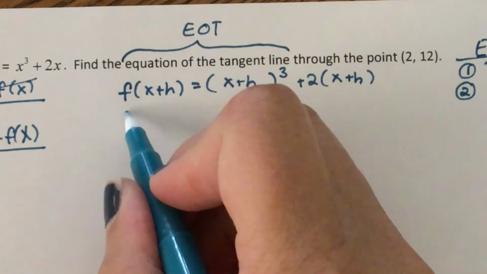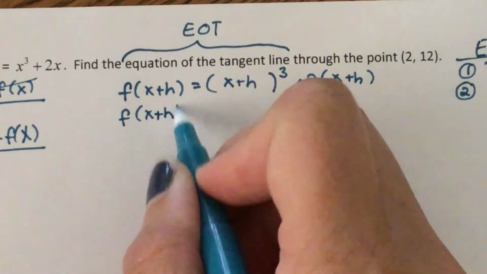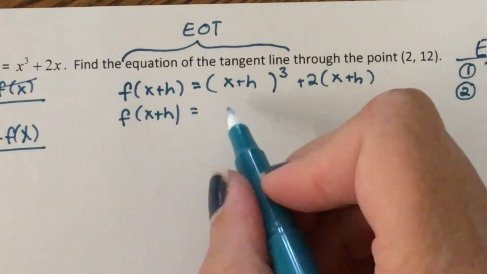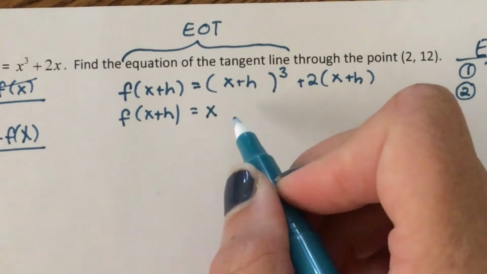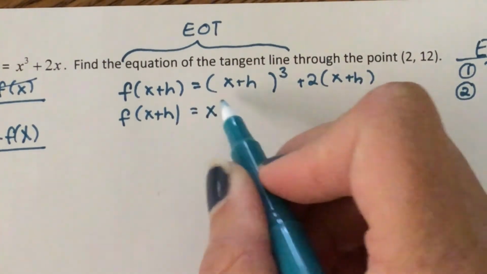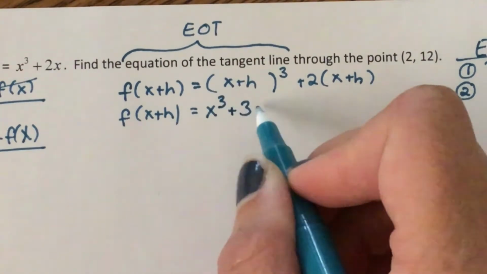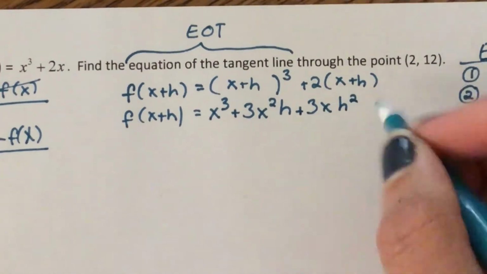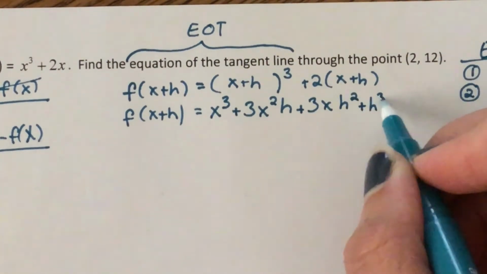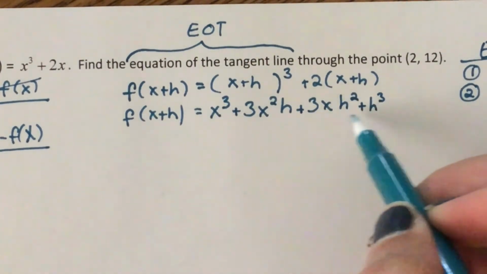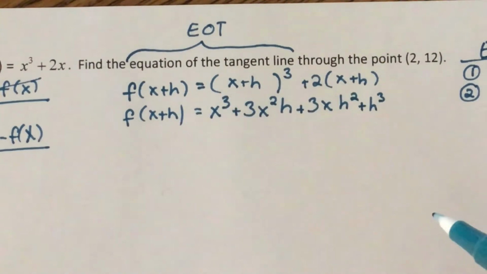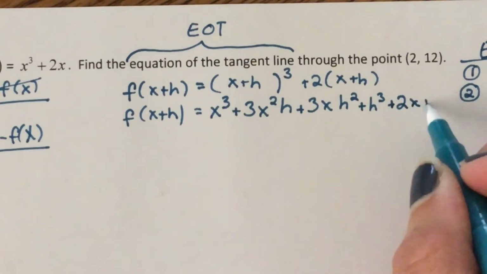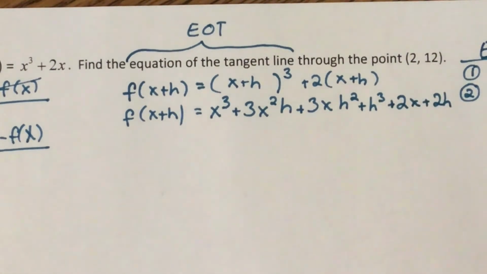We do some distributing now. So f of x plus h, you are welcome to pause that and do some distributing yourself. Here is the final answer with like terms combined and all of that. It's x cubed plus 3x squared h plus 3xh squared plus h cubed. So that all is just from x plus h cubed, plus, and then distribute the 2 times x plus h, which gives 2x plus 2h.